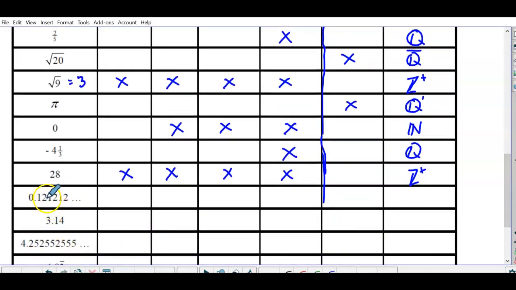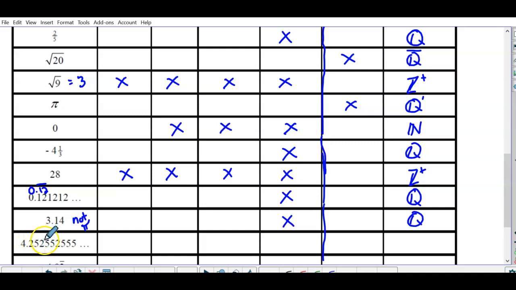Now let's take a look here. 0.121212... If you can see a pattern and you've got dots afterwards, that means that's going to continue. So 0.121212 means we should show that as 0.12 with a bar over top. So that's a repeating decimal, so that's rational. 3.14, don't be tricked, there's nothing after it. So that is actually terminating. This is not pi. That's an approximation of pi. So this is a terminating decimal, which is rational.